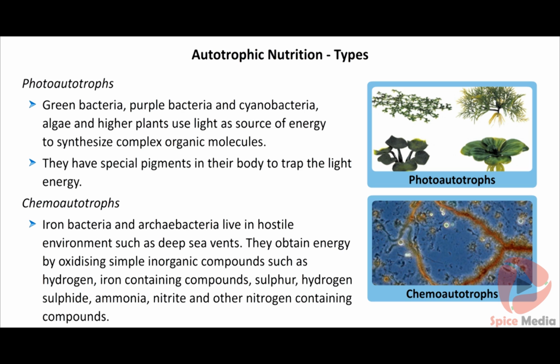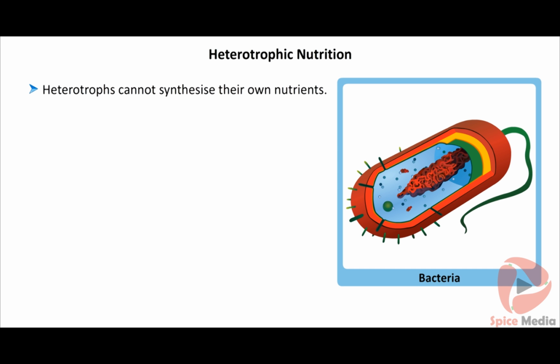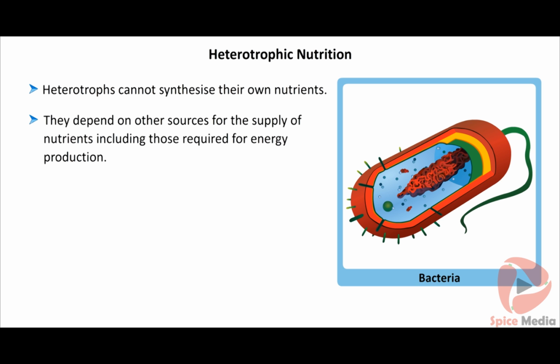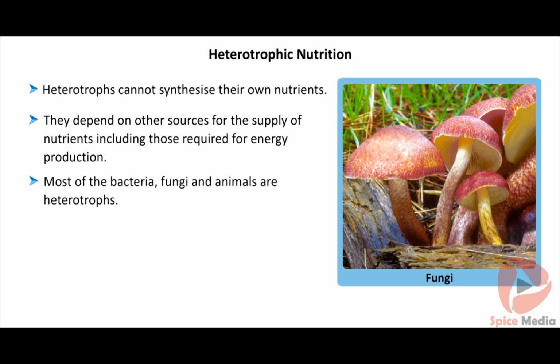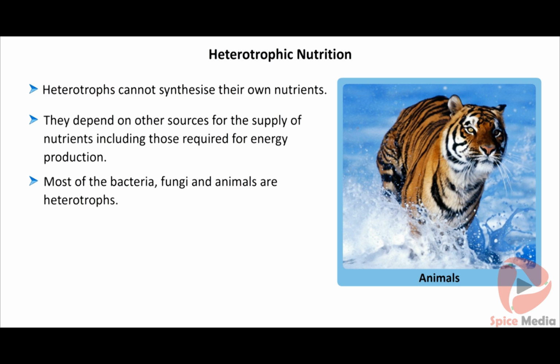Heterotrophic nutrition. Heterotrophs cannot synthesize their own nutrients. They depend on other sources for the supply of nutrients, including those required for energy production. This type of nutrition is called heterotrophic nutrition. Most of the bacteria, fungi, and animals are heterotrophs.